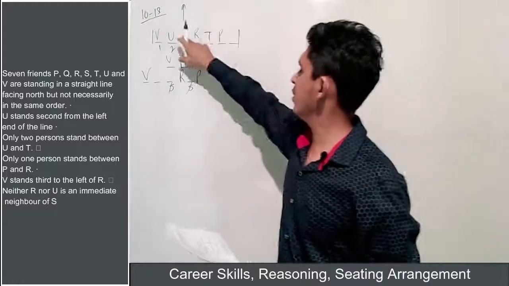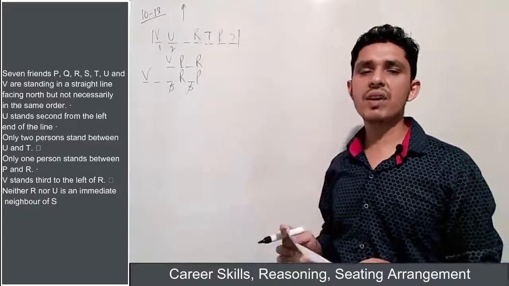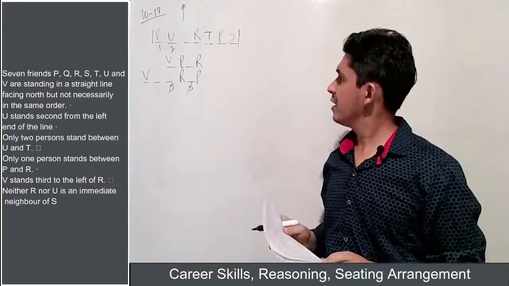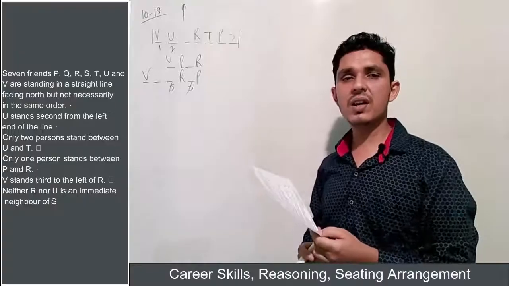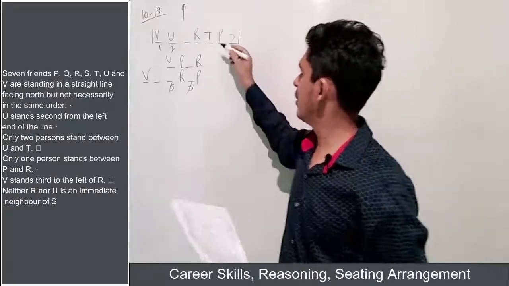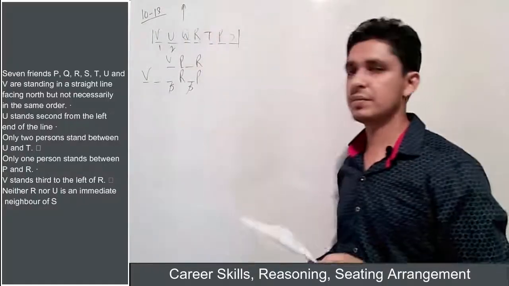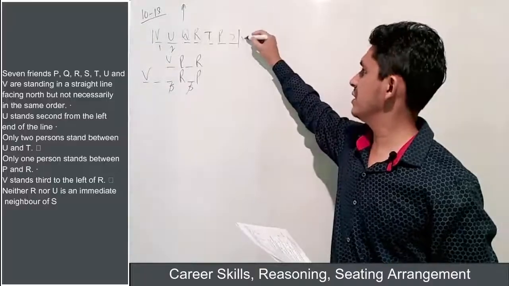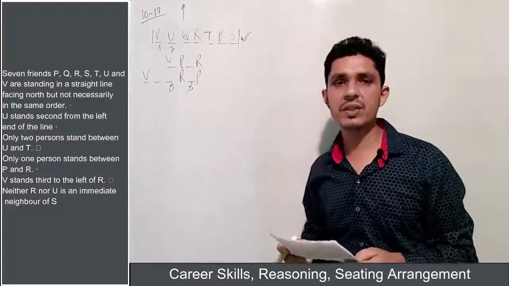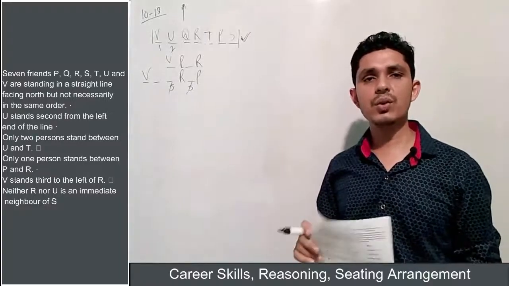He is saying that neither R nor U is an immediate neighbor of S. That means S cannot be here, but S can be here, right? So our final arrangement will be this. If we check with the available arrangement that has been made, the person that is remaining is Q. So Q must be here. We can check, friends, our final arrangement will be this. Once the arrangement has been made, we can go for the questions available.